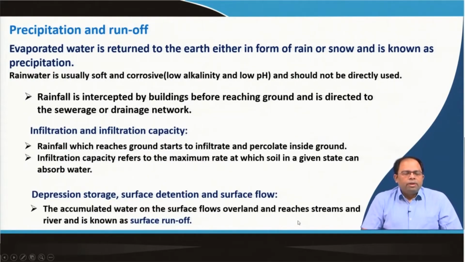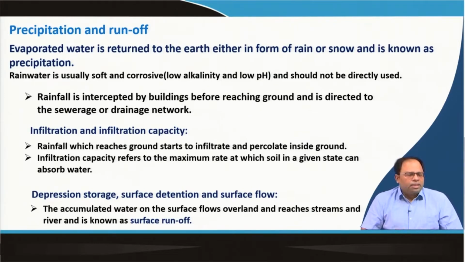And then when we talk about precipitation and runoff, we know that evaporated water is returned to the earth in the form of either rain or snow, and this is known as precipitation. Even though precipitation involves both rain and snow, we usually take them separately and measure them separately because they are in different states.